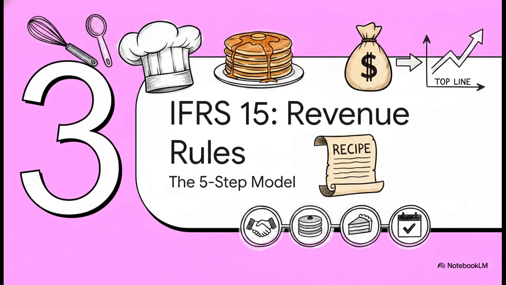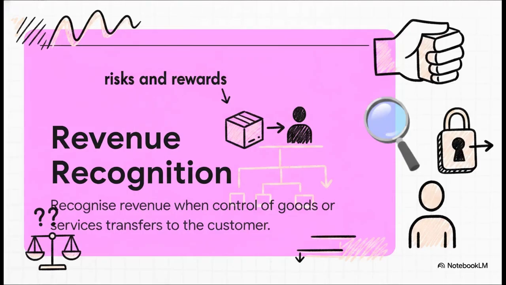Moving right along to Section 3, IFRS 15, revenue rules. Let's talk about the famous 5-step model. Revenue is the top line of the income statement, right? It's a huge deal, and the accounting world treats this specific standard like a very strict recipe. The old days of recognizing revenue just because risks and rewards transferred, yeah, those are completely gone. The new absolute trigger word you need to know is control. You recognize revenue only when or as control of the goods or services actually transfers to the customer.